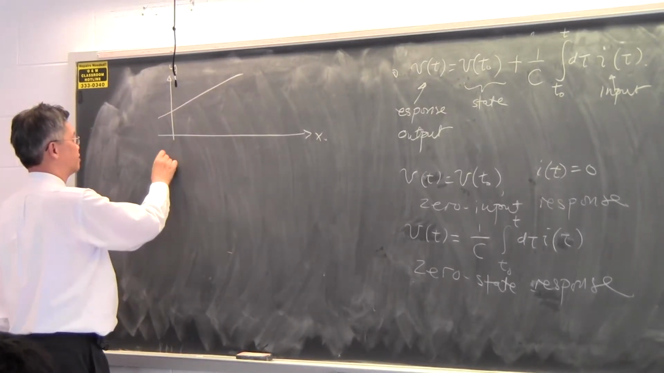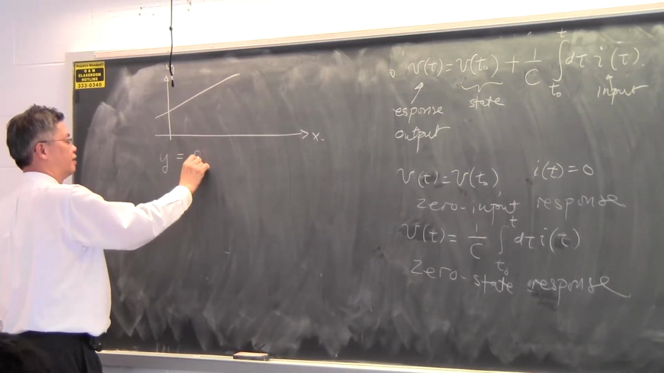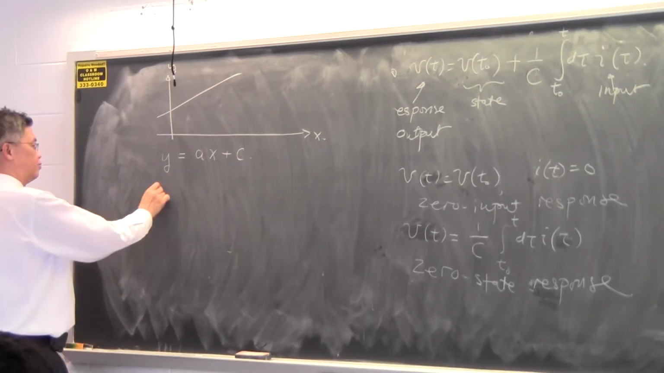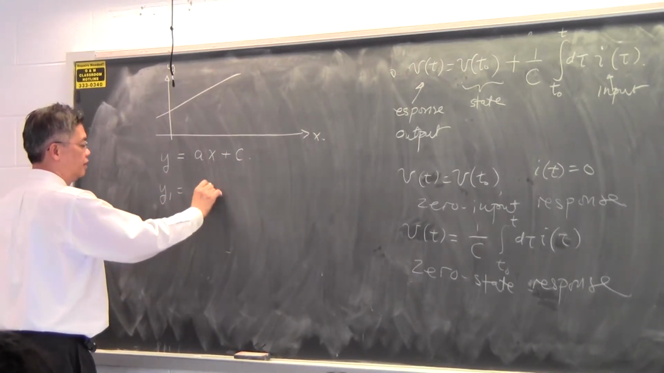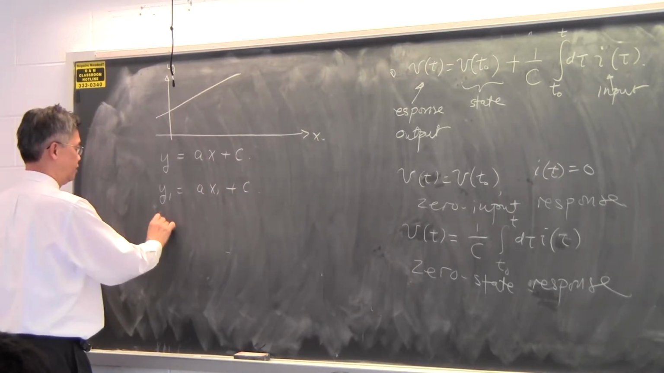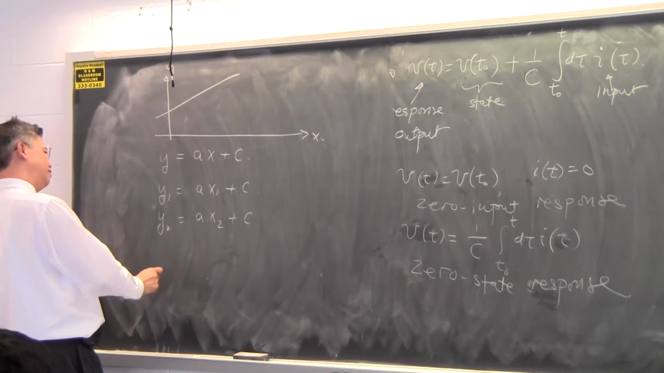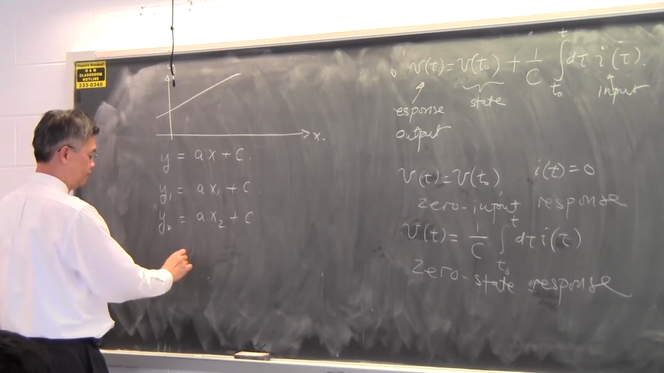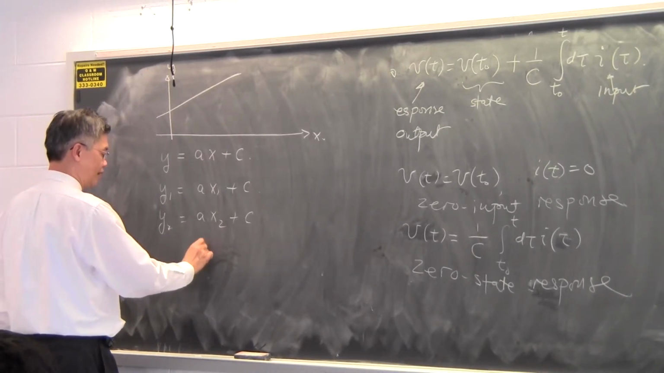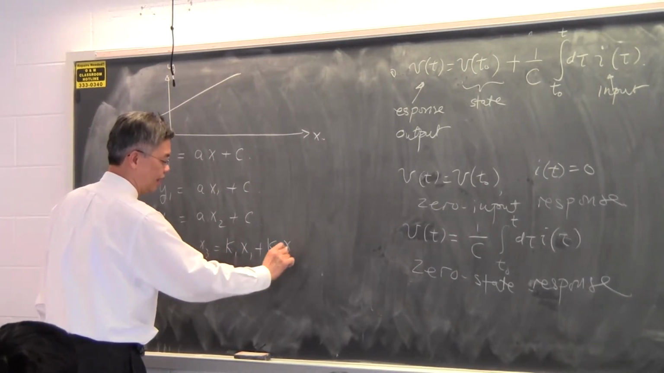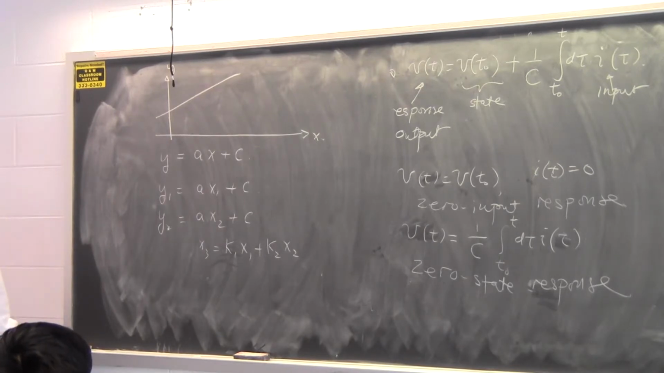For instance, this curve can be defined as Ax plus C, right? So if you have one input, Ax1 plus C, you have the second input, Ax2 plus C, and then if you have two inputs together, the input being now x3 being equal to k1 x1 plus k2 x2, this is our new input to this line, the simplest case we can imagine.